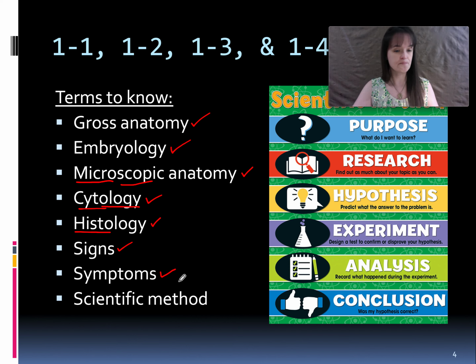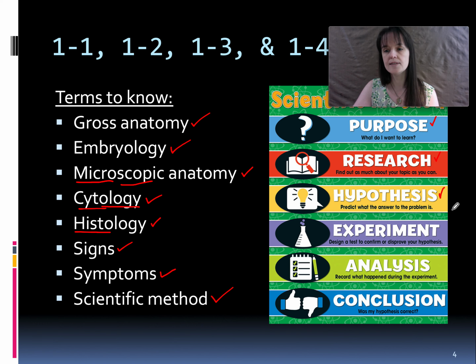Okay, and then the scientific method is an organized way of asking questions and looking for answers. And here are the steps of the scientific method. The purpose, this is the question, like, what am I curious about? What am I wanting to learn? The research is your background research. What is already known about this question I have?